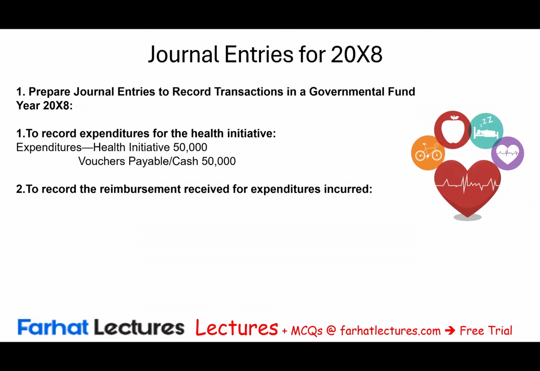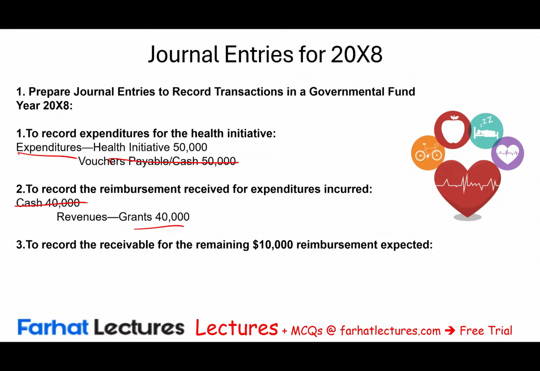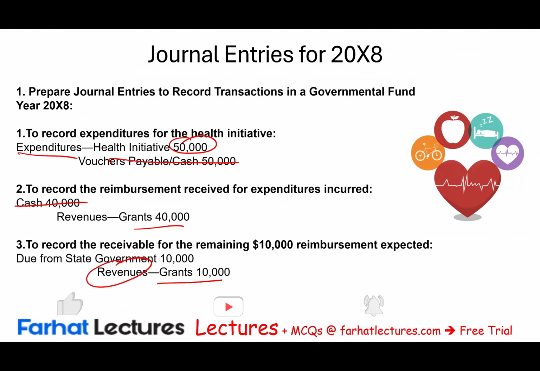That year, the state government sent us $40,000. We debit cash, credit revenue grant. So notice here, expenditure, revenues, and basically the cash is gone. To record the eligible remaining $10,000, we were expecting an additional $10,000 to be sent to us. We debit due from the state government, which is a form of a receivable, and we credit the grant revenue, because remember what we expended is $50,000. Therefore, we would record revenues of $50,000 for that year. So that's for the year X8.